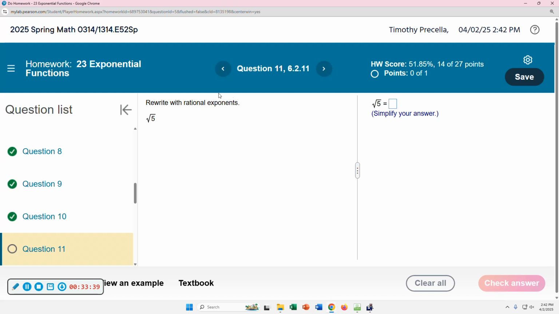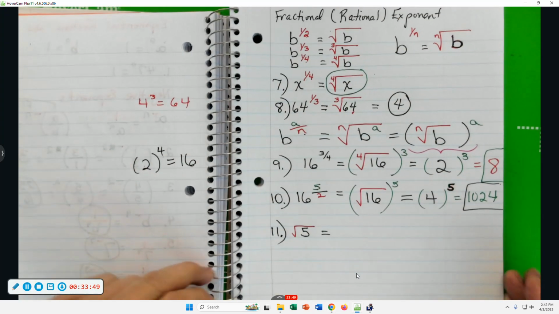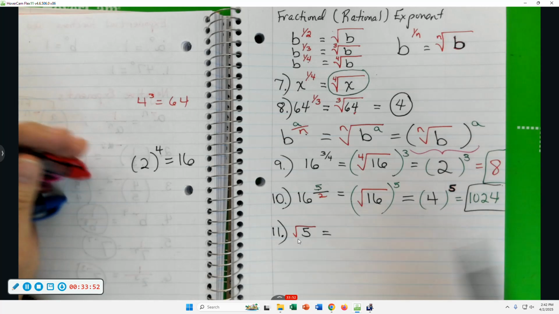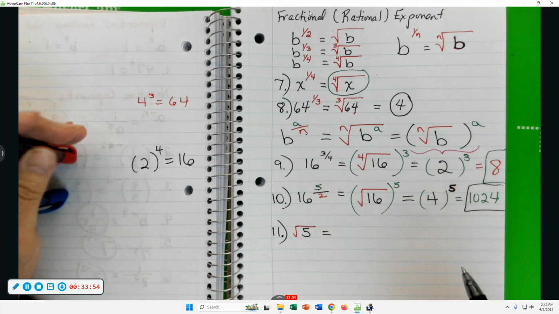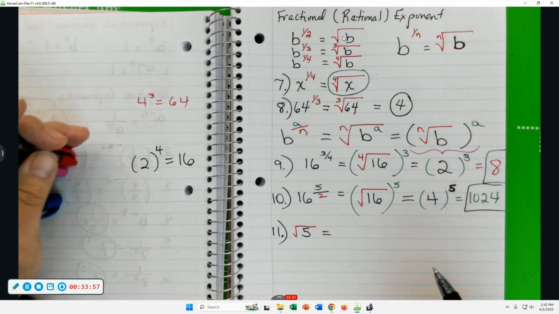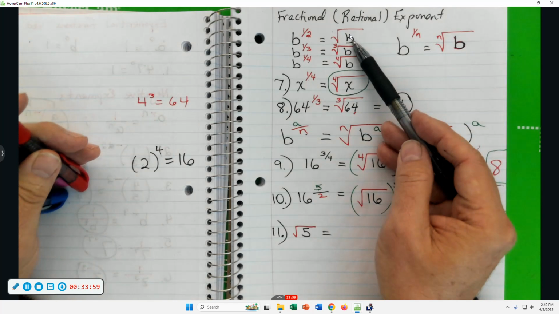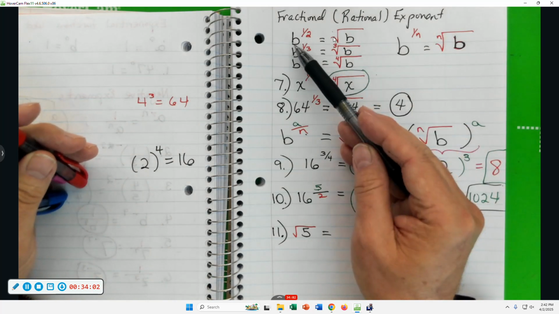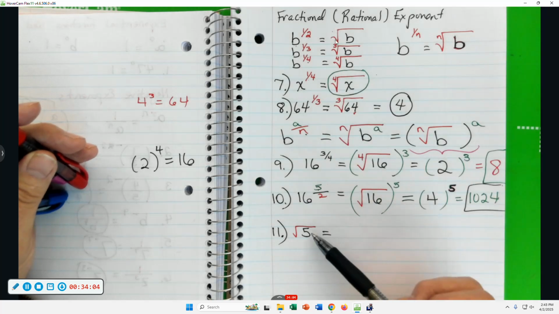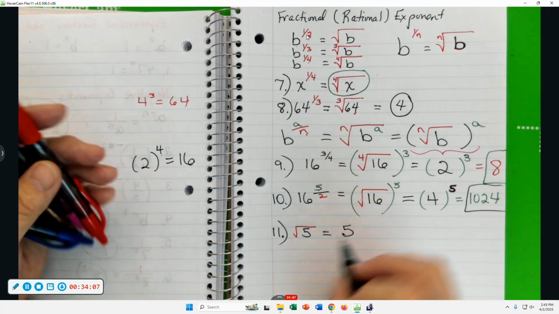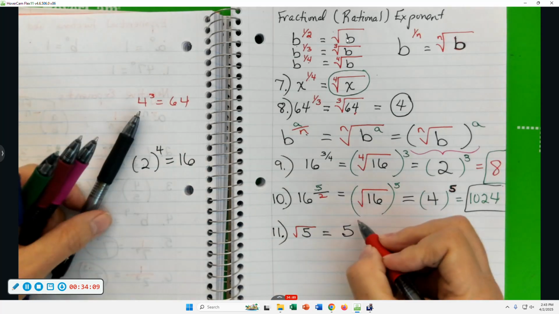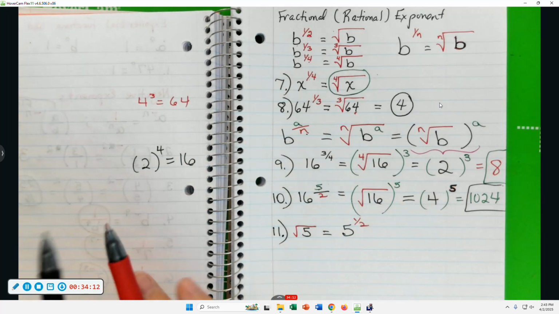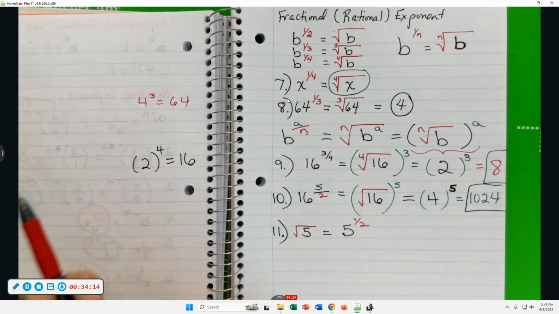Okay, I'm waiting for y'all to tell me. How am I going to rewrite this? They want me to rewrite it using a fractional exponent. Is this going to take a lot of steps? No. You're going backwards. Look at these rules up here. The square root of b, right to left, is the same thing as b to the 1/2. So the square root of 5, that square root disappears and becomes an exponent of 1/2. So 5 to the 1/2 power.